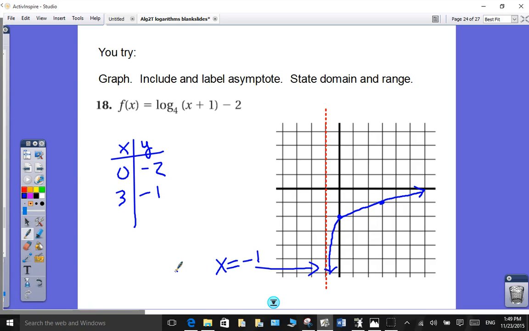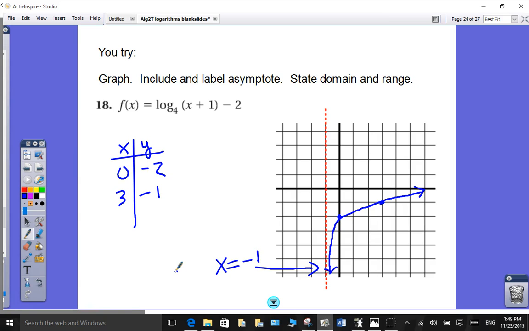So what are the shifts going on here? Plus 1 is left, minus 2 is down. So I mean, again, if you're not getting this table of values that I'm doing here, at the very least, you should know that there's an x-intercept at 1 of the parent function. Just take that point, left 1, down 2, there you go. That point has to be on the graph. And you know the basic shape and that there's an asymptote right there.